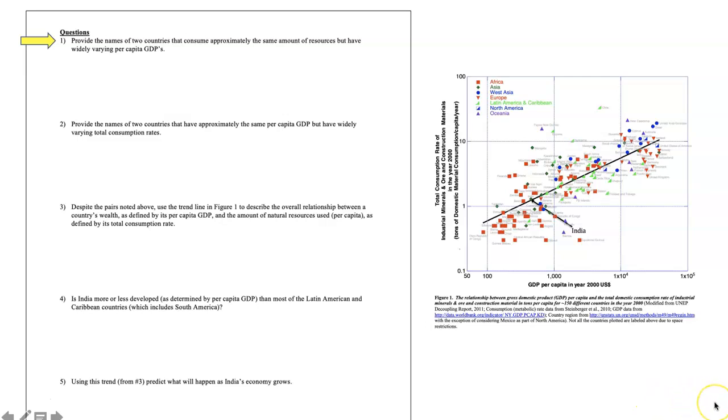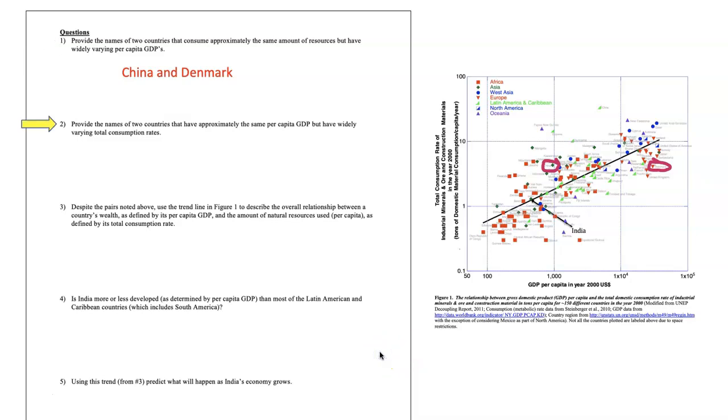So the first question asks you to provide the names of two countries that consume approximately the same amount of resources. So basically they have the same consumption rate, but have very different per capita GDPs. An example I'm going to give you is China and Denmark. China is right here on the graph, and then Denmark is over here. So China and Denmark are at about the same position in terms of their consumption rates. However, Denmark has a much higher GDP than China. So you should not give me China and Denmark, but you should give me another answer.